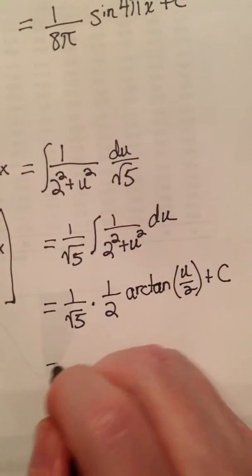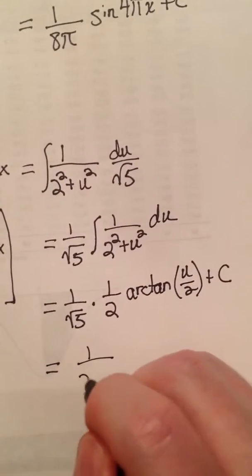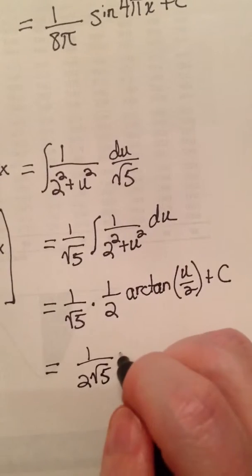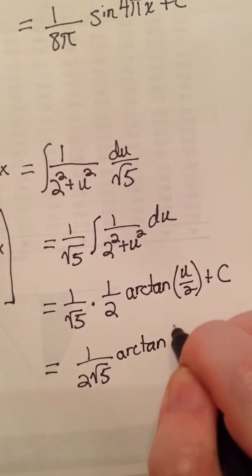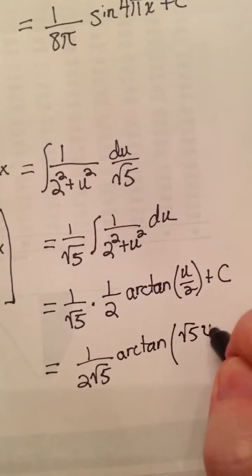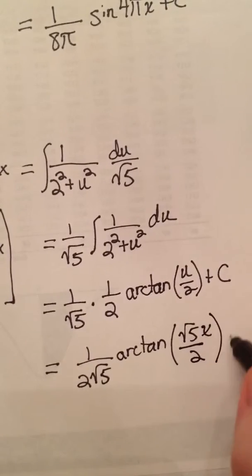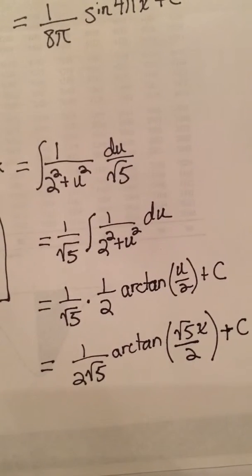And then we have, with the back substitution, we end up with 1 over 2 times the square root of 5, times the arctangent of the square root of 5 times x all over 2, followed by the constant. And so that will be the result for what we get in number 5.